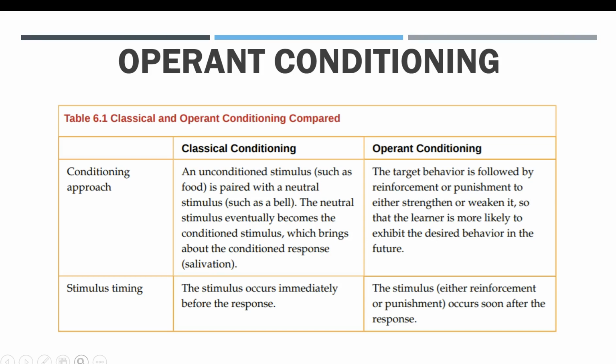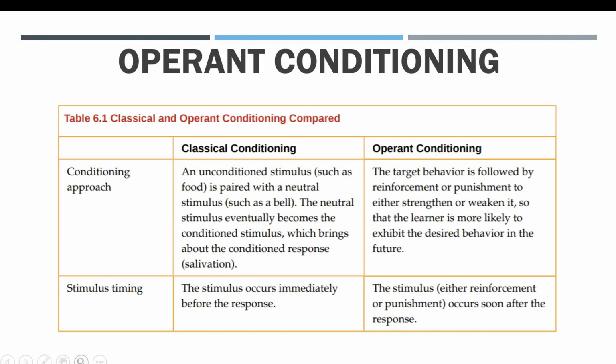So the next type of conditioning is operant conditioning, but let's first look at the differences between classical and operant conditioning. So for the approach, remember that classical conditioning is when an unconditioned stimulus, such as food, is paired with a neutral stimulus, as Pavlov did with the bell. And then that neutral stimulus eventually becomes the conditioned stimulus, which brings about the conditioned response of salivating to the bell.